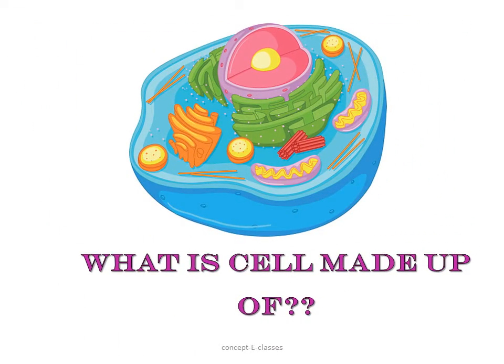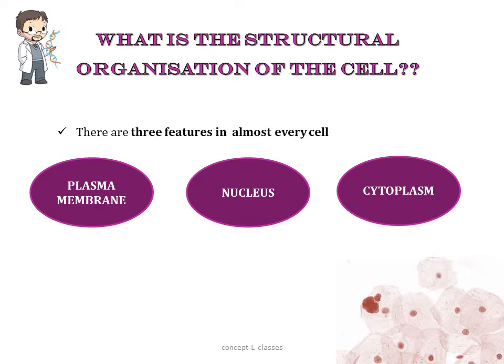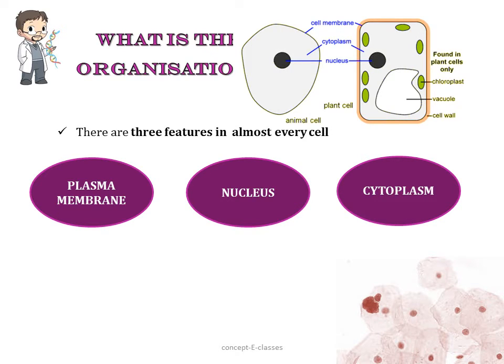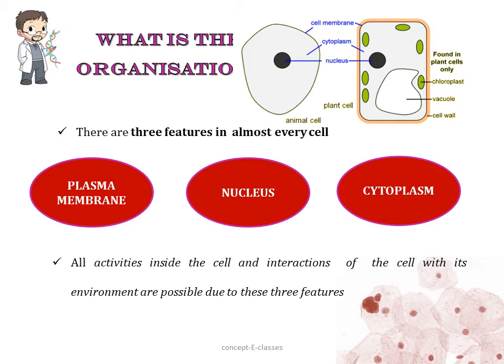So now let's see what a cell is made up of. Let us understand more about the structural organization of the cell. If we study a cell under a microscope, we could come across three features in almost every cell. Say for animal cell or plant cell, these three features would be common. They are the plasma membrane, the nucleus and the cytoplasm. All activities inside the cell and the interaction of the cell with its environment are possible due to these three features. So let us see how.